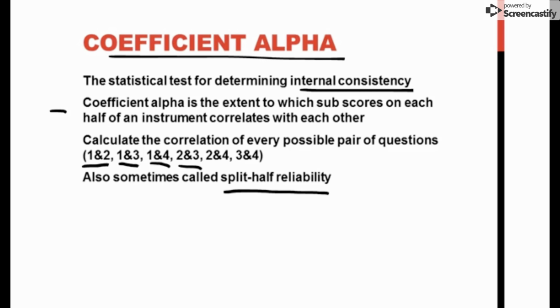If by chance you found that questions 3 and 4 were not highly correlated, well, now we'd be concerned. Now, maybe these are not actually measuring anxiety. Maybe they're measuring something else. And in that case, we'd be concerned about the reliability of our measurement.